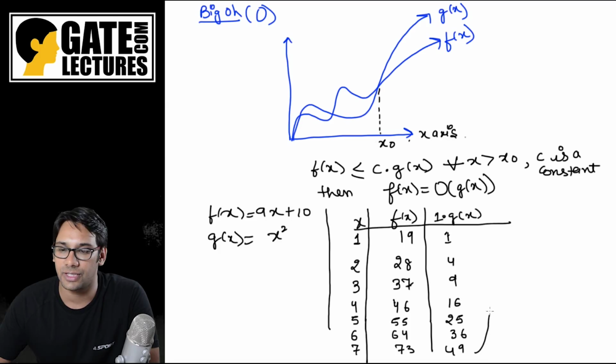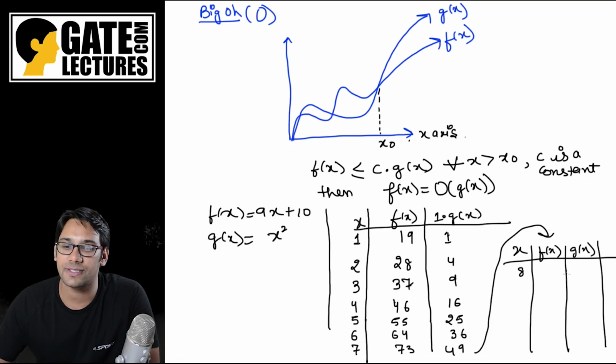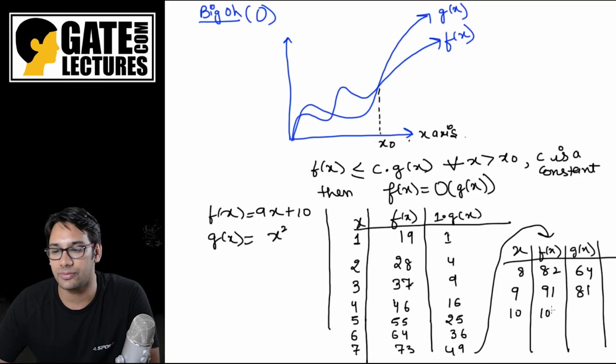Okay, so let me just extend this here. This is x, f(x) and g(x). Now if the value of x is 8, then f(x) will become 82 and g(x) will become 64. If x is 9, then f(x) will become 91 and g(x) will become 81. If x is 10, in that case f(x) will become 100 and g(x) will become 100. So g(x) is also 100.